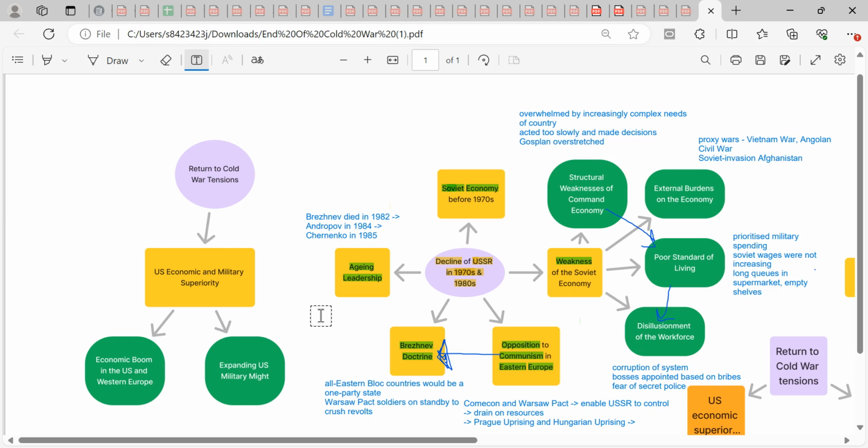Therefore, the war just dragged on. There was never a good time to actually exit the war. Okay, next up you have U.S. economic and military superiority, and this comes under return to Cold War tensions.